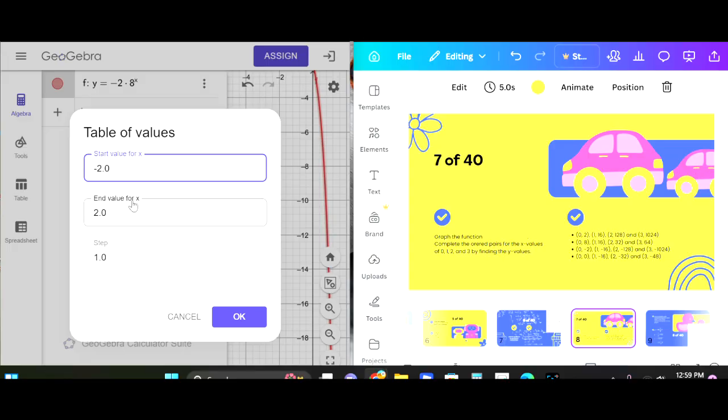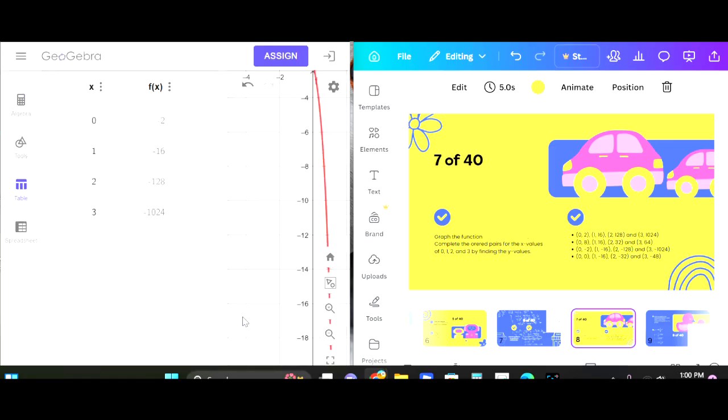We're going to start at the x value of 0 because that's what it tells us to. And our end value of x is going to be 3 because we want 1, 2, 3. There we go. Look, it says negative 2, 1, negative 16, 2, negative 128, and 3, negative 1024. So it's this one right here. Remember, these will be shuffled on yours. It might not be the third answer on yours.